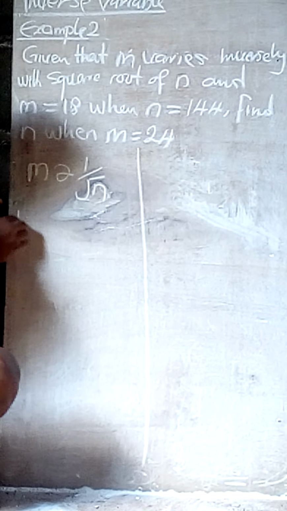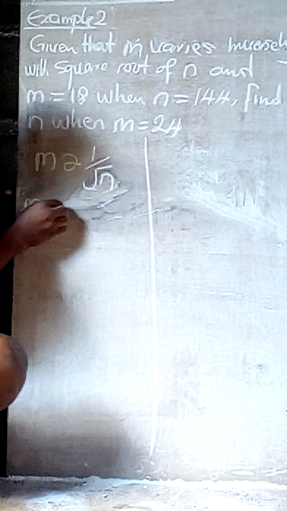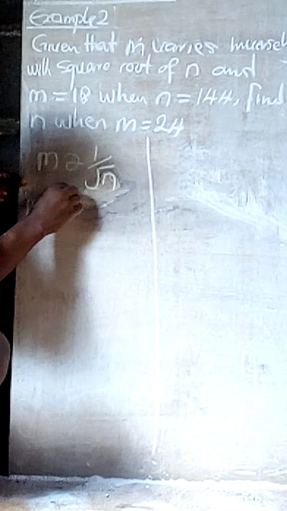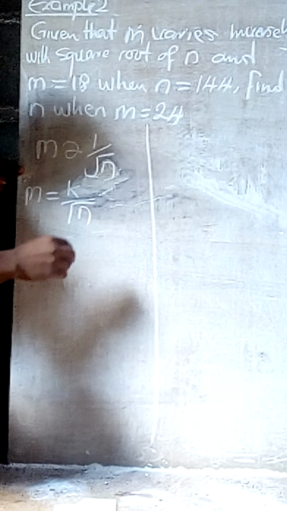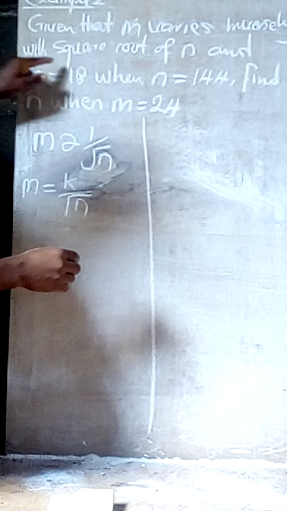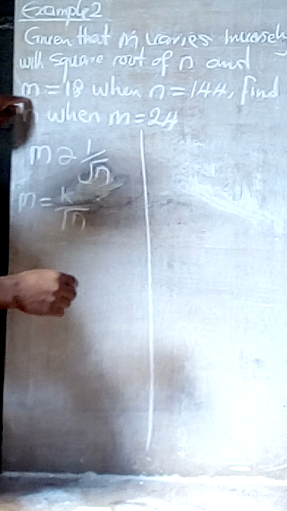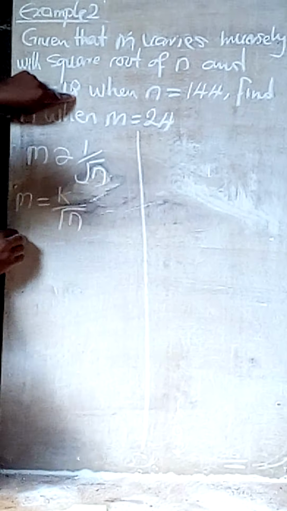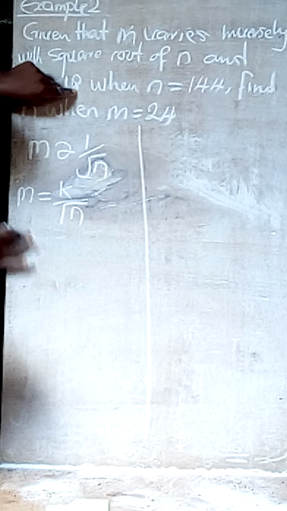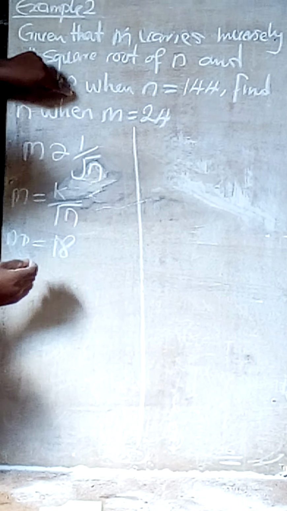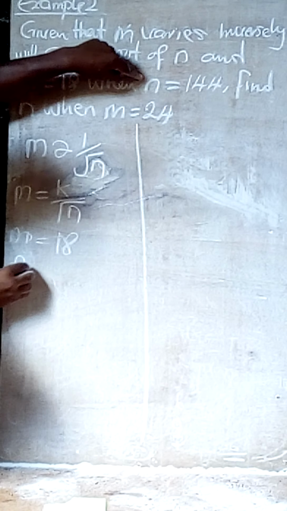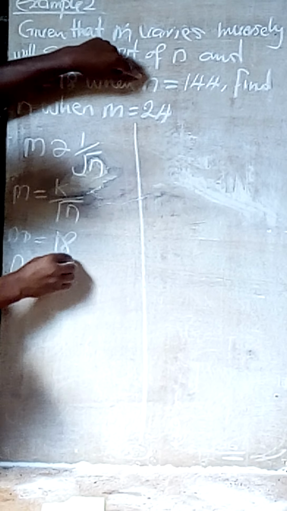M equals, now the constant comes in, which is the K, all over the square root of n. And m equals 18, this is m, and n equals 144.